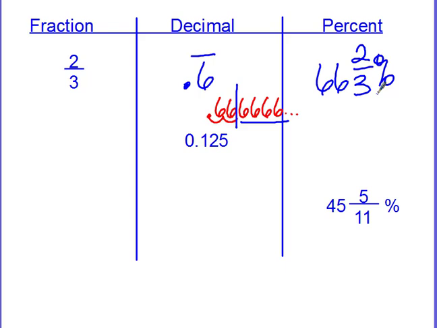Okay, the next one, we got 0.125. So let's change that into a percent first. So I can take this and move this decimal over 2 places. So we end up with 12.5%. Now, is this decimal okay? This decimal is just fine because this decimal is a terminating decimal. The only kind of decimal you can't have in a percentage is a repeating decimal. Terminating is just fine.